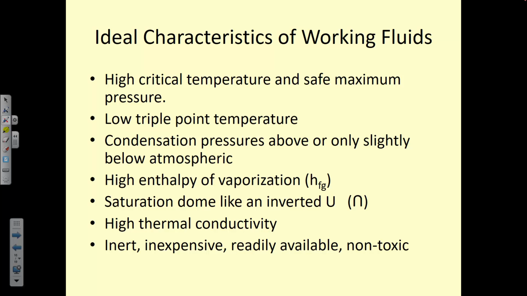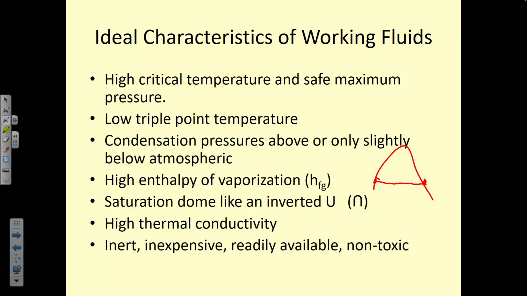So some ideal characteristics of working fluid are listed here. You want a high critical temperature and a safe maximum pressure, a low triple point temperature, so that's the temperature at which solid, liquid, and vapor exist all together. So similar to the critical point, you don't want to operate near it if weird stuff happens. Your condensation pressure should be near atmospheric. You don't want them to be too low because then in your condenser, if you're sub-atmospheric pressure, you can have leaks and problems and it's hard to maintain that pressure. A high enthalpy of vaporization, so that means that when you're operating under the dome, the distance across the dome is how much energy you can remove in the condenser.